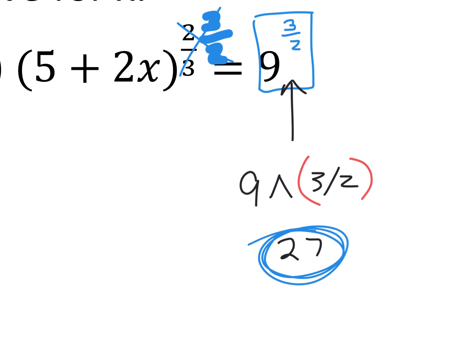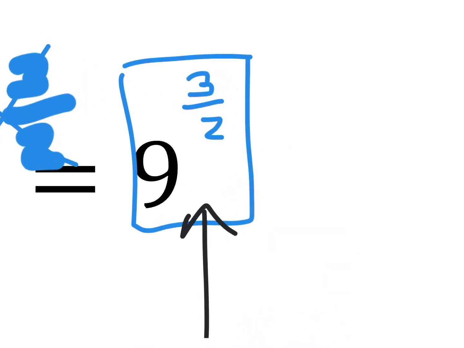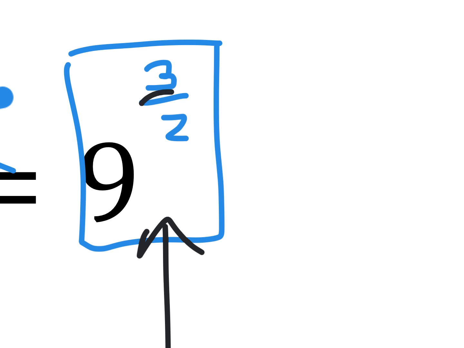Okay, good. Now let me remind you how this can be done in your head. This part here means the square root. Do you remember the square root of 9 would be 3?